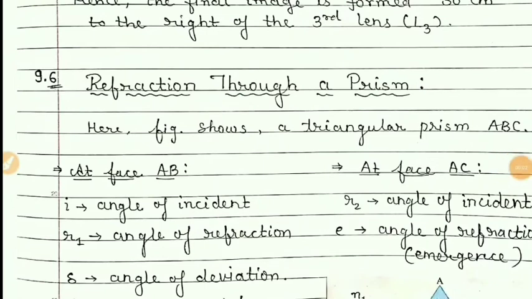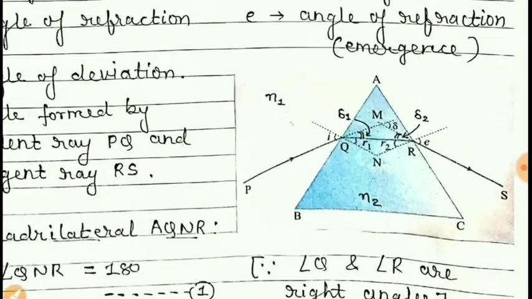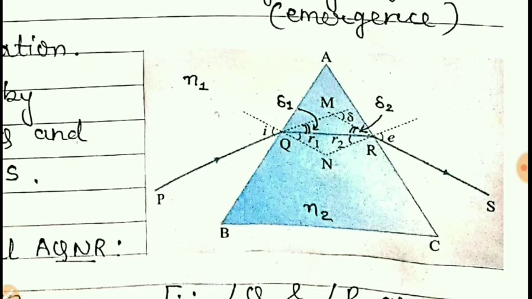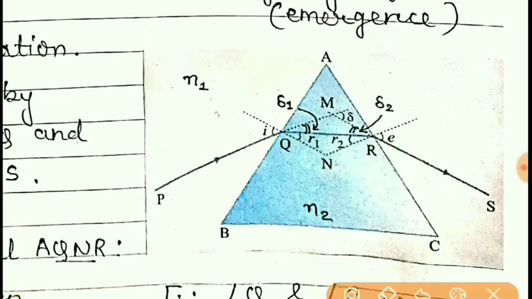Hello students, today we are going to start topic number 9.6, refraction through a prism. Now students, carefully look at this figure. Here a triangular prism is shown in the figure, and at this surface, that is AB, a ray of light is incident.